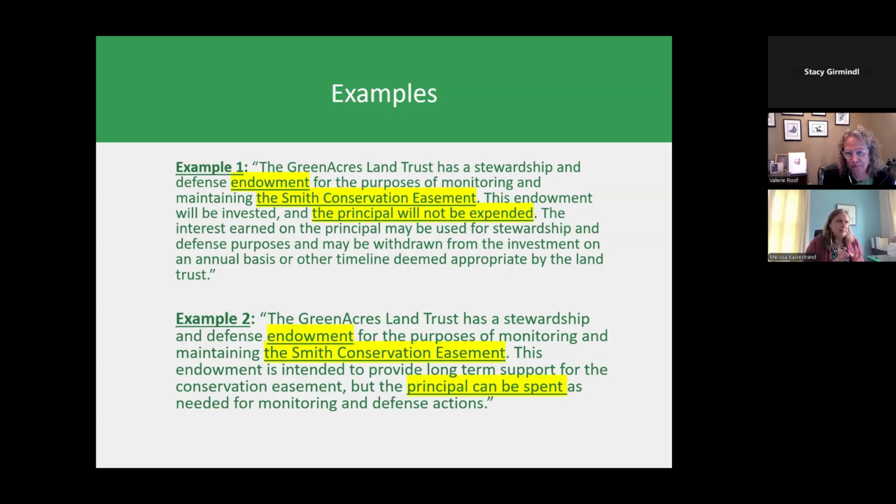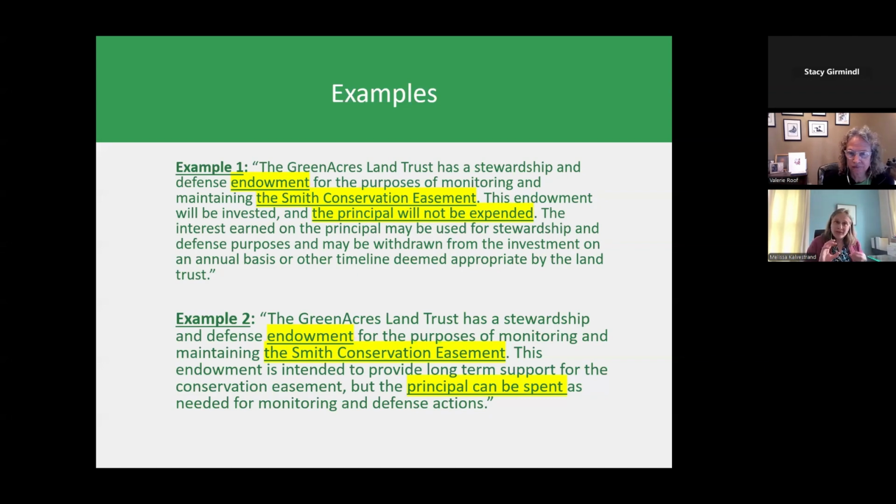In this first example, the land trust is soliciting and says, we have a stewardship endowment for the purposes of monitoring and maintaining the Smith conservation easement. The endowment's invested, the principal will not be expended. So when you see solicitations like this, what we would expect to see on the commission side is, okay, they have asked for endowment for the Smith conservation easement, and they're being really clear that the principal cannot be expended. So we'd look to see one fund that is restricted for the Smith conservation easement that has perpetual donor restrictions in this example one.